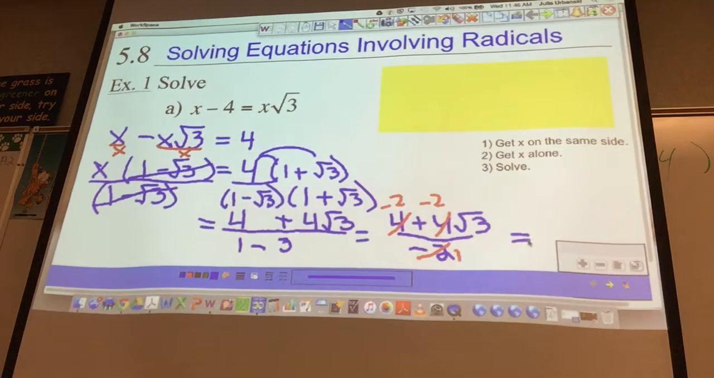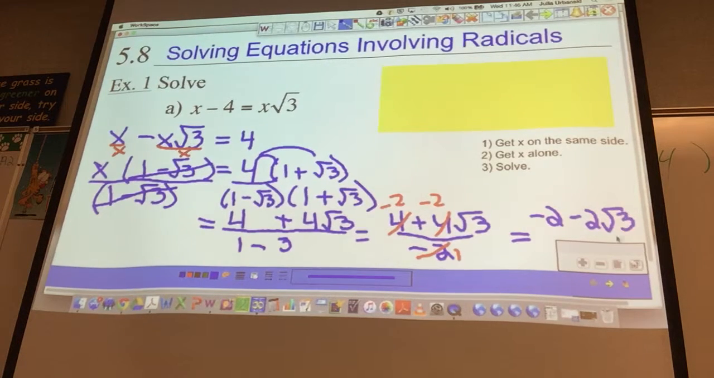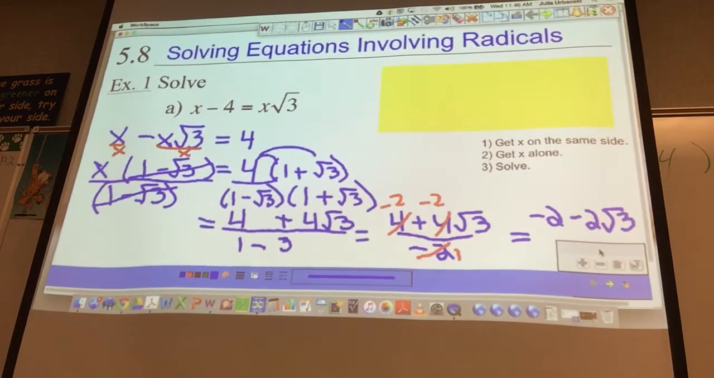All right, last step. We're left with negative 2 minus 2 radical 3 over 1, but I'm not going to write that because over 1 just makes something stay the same. It's the same thing you've done in the past, except they threw radical signs in at you. So you've got to be careful about that. This is getting close to the quadratic formula type of thing that you've done in the past. Question on that one?